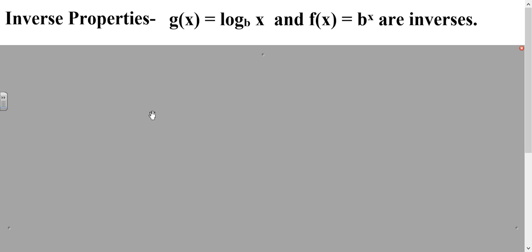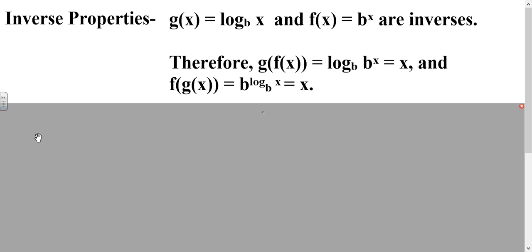Okay, so when we're talking about inverses, we did inverses before where we switched x and y and then we solved for y, but you should know that the log of a number and that number in exponent form are inverses. So when I write something in logarithmic form and then I write something in exponent form, those are inverses of each other. So if I wanted to cancel out log base b, then I would use b to that power to cancel it out. Those are inverses. Okay? So don't get too hung up on these formulas because it's actually easier than it looks.